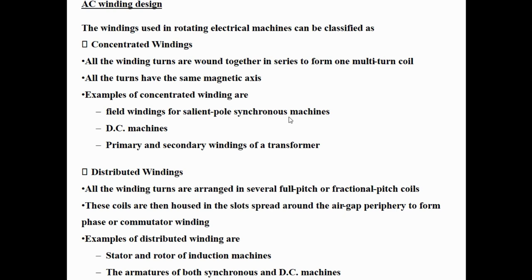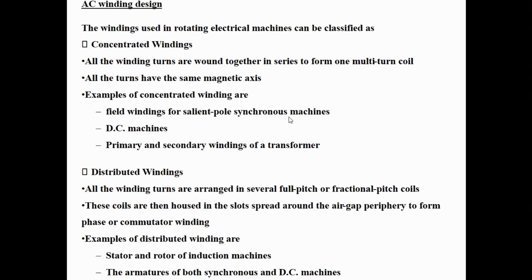So here a few examples are given, like the field winding for salient pole synchronous machine, DC machine, and the primary and secondary winding of a transformer. So what happens in a salient pole machine? What is a salient pole and cylindrical rotor machine?